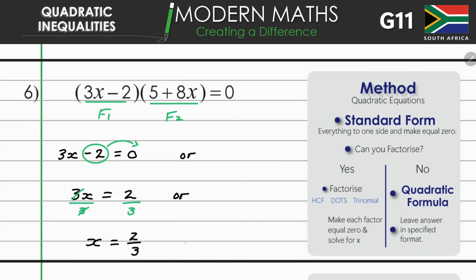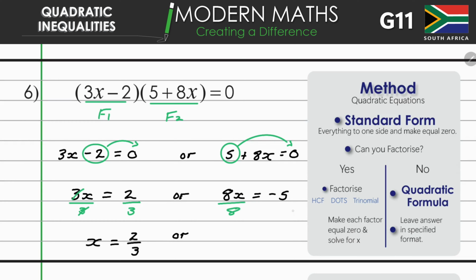Okay, directing my attention towards factor number 2, I'm going to grab it. Just make sure you have the word or in between your solutions. I'm going to grab it and make it equal to 0. So 5 plus 8x equals 0. I'm going to take that 5 over. When I take it over, it becomes the opposite sign. So over there, it was positive 5. So when I take it over, it's going to become negative 5.